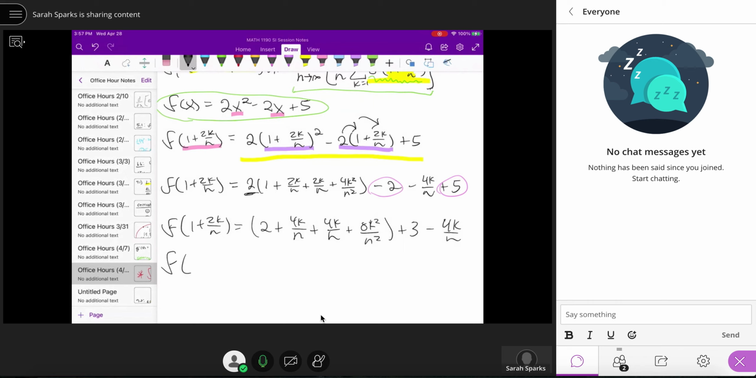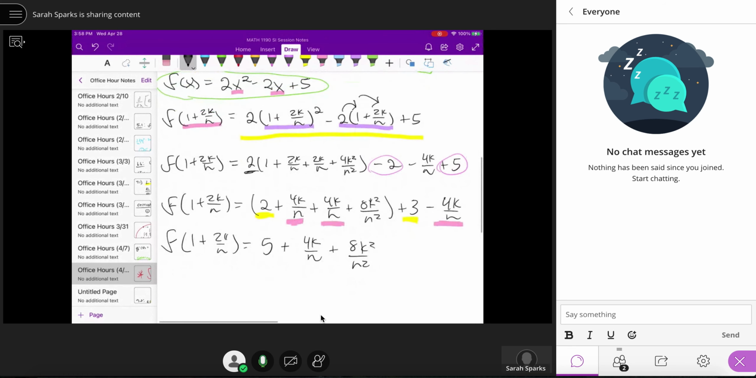All right, now we just got to combine like terms. So now we just have the 2 and the 3 to add together, so that's going to be a positive 5. Let me just highlight those, and then we have our 4k divided by n, 4k divided by n, minus a 4k divided by n. So that's just going to leave us with 1 4k divided by n. And then we have our plus 8k squared divided by n squared.